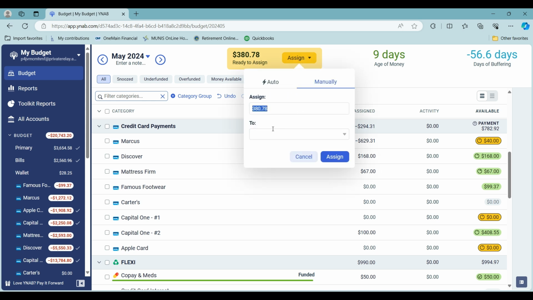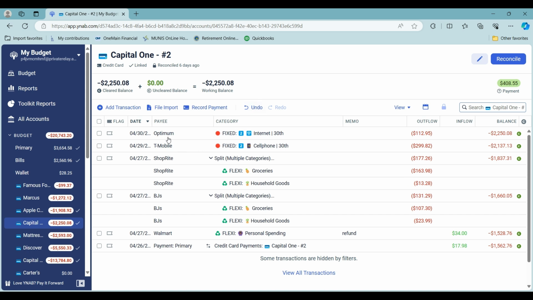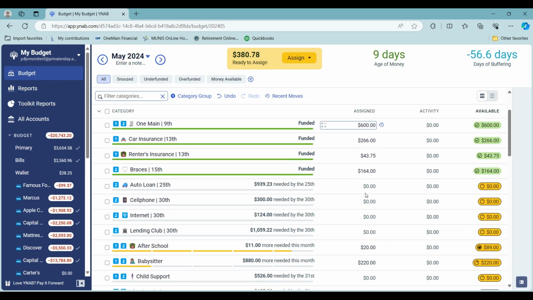I think that's a safe bet. That is to clear up the payment. Wait a minute. What didn't I pay off? Oh, no. I'll wait for the Marcus. I did use my Capital One number 2 card to pay my internet and my cell phone. So let's go in and $299.82.